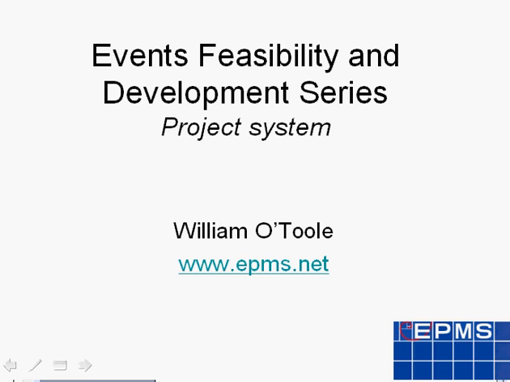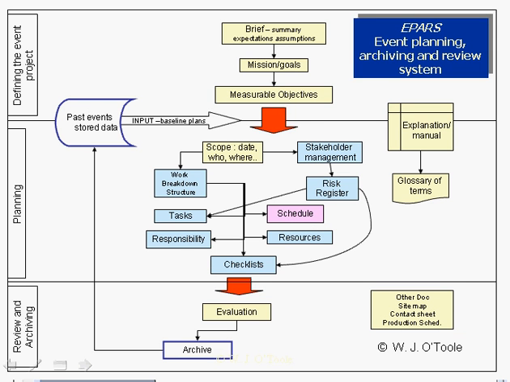This is part of the Event Feasibility and Development series, and I'm going to explain to you the project system. This video is an introduction to the Event Project Management System. It's a methodology used to produce an event. It's accountable and it's improvable. Ultimately, the event must use this methodology.